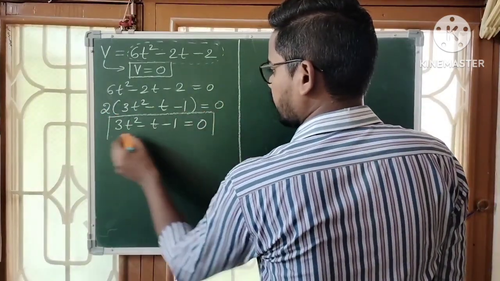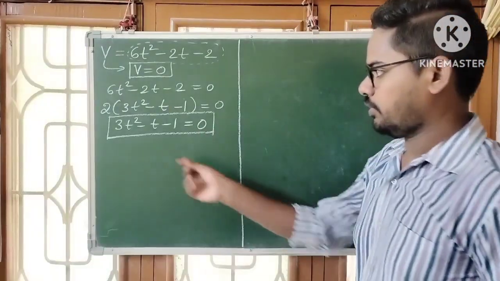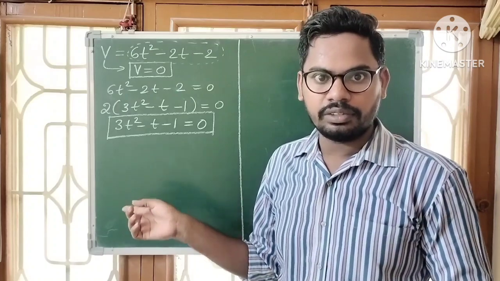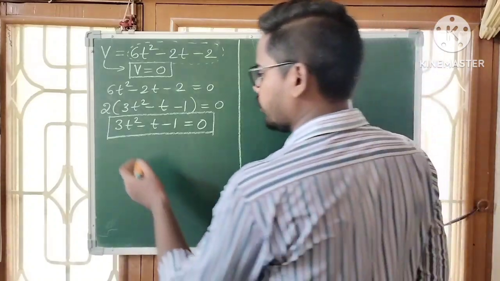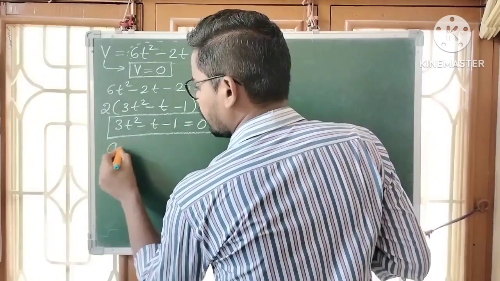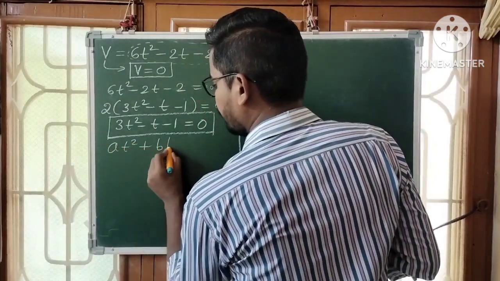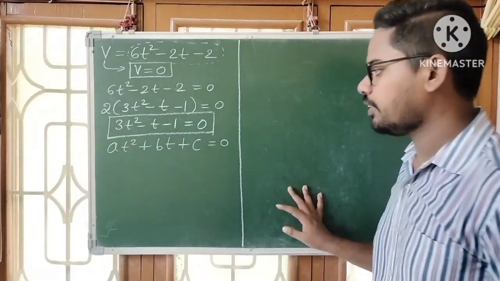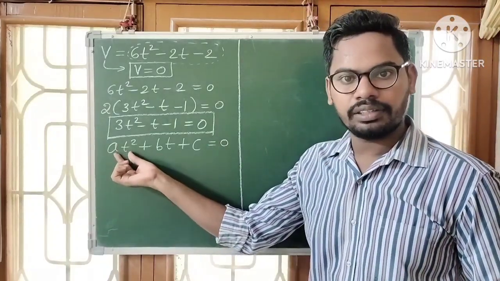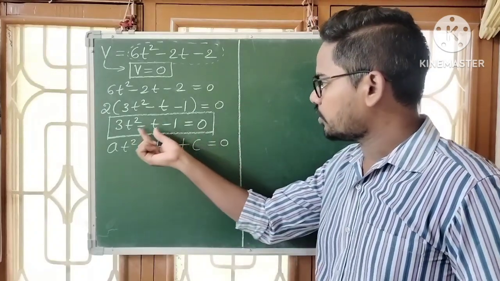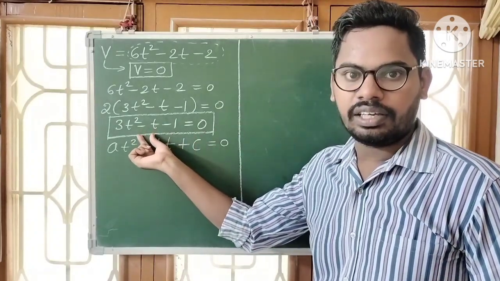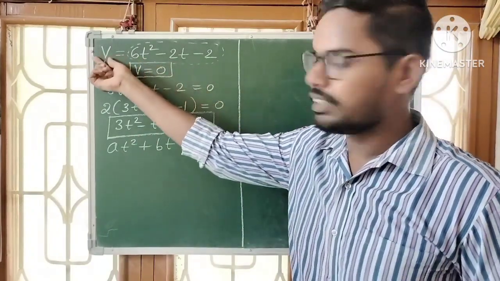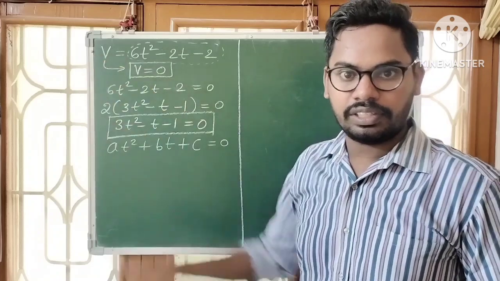This is a quadratic equation because the highest power of the variable is 2. This is a quadratic equation in the variable t. What is the general form of a quadratic equation? Let us consider the variable as t: at square plus bt plus c is equal to 0. This is the standard form. Here t is the variable, so we have to solve this quadratic equation. Ultimately we need the value of t. For what values of t is this velocity equal to 0? That is our question.